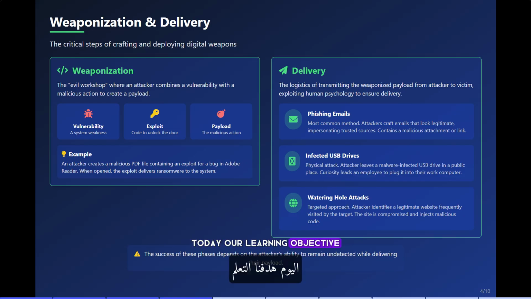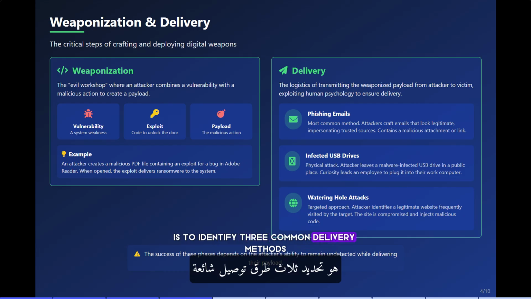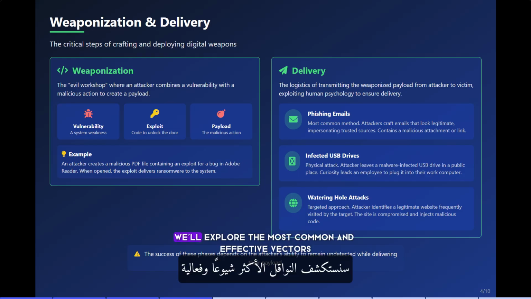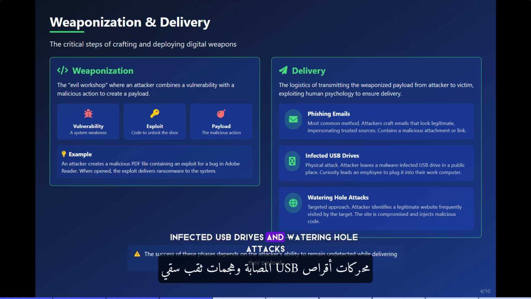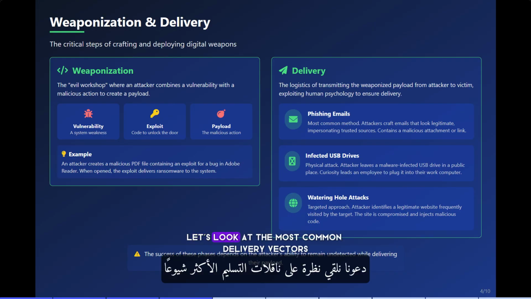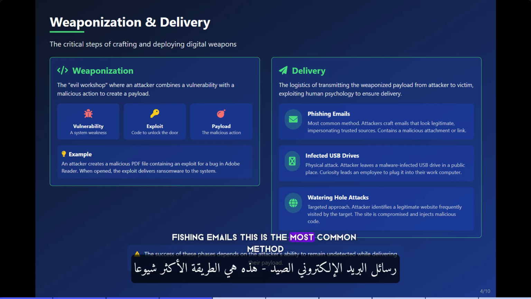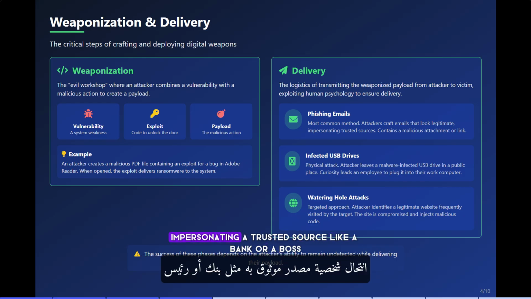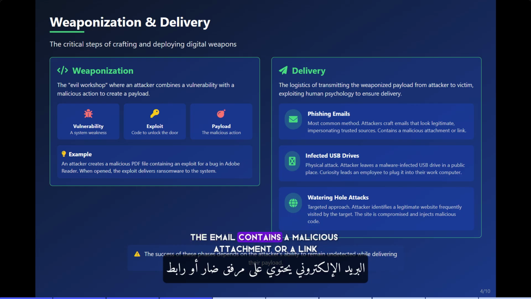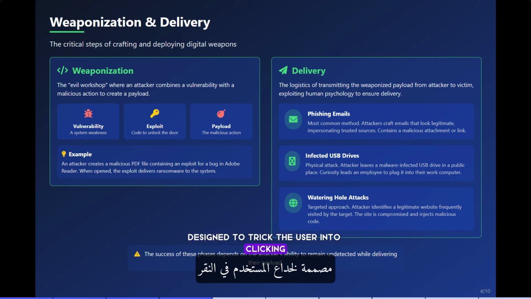Today, our learning objective is to identify 3 common delivery methods used by attackers. We'll explore the most common and effective vectors, focusing on phishing emails, infected USB drives, and watering hole attacks. Let's look at the most common delivery vectors. Phishing emails. This is the most common method. Attackers craft emails that look legitimate, impersonating a trusted source like a bank or a boss. The email contains a malicious attachment or a link designed to trick the user into clicking.